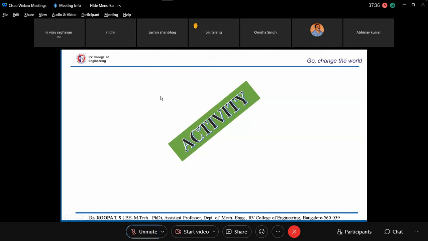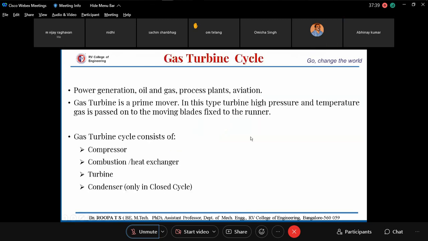Okay, so you want me to go back to the activity to see the questions again? Or is it done? Okay. So that is just to make you aware under which classification each turbine comes. So this helps you to answer quiz questions as well. You may get quiz questions like this, to identify the type of turbine and the classification it falls into.